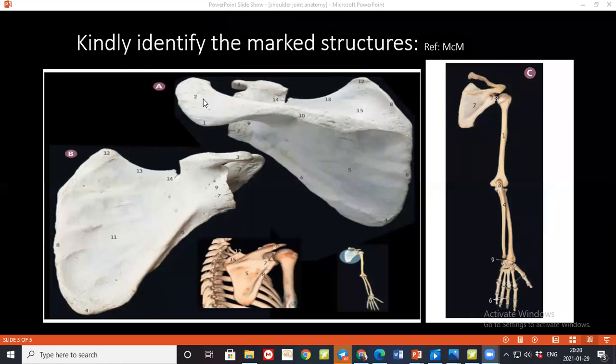Can you identify number 2 here in the picture? It is the acromion. And number 15 over here? Supraspinous fossa. And then number 5. Infraspinous fossa. And then 11 over here. Subscapular fossa. Good. Can you please tell me which joint is here and which bones take part in the formation of that joint?